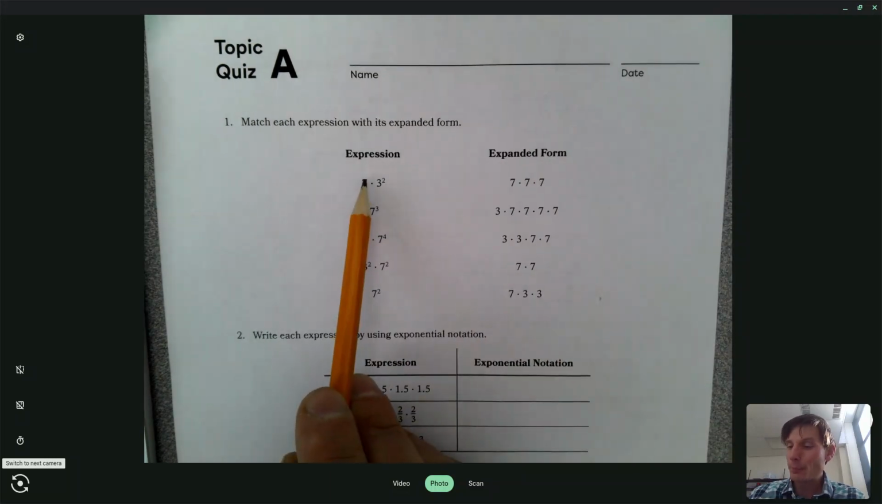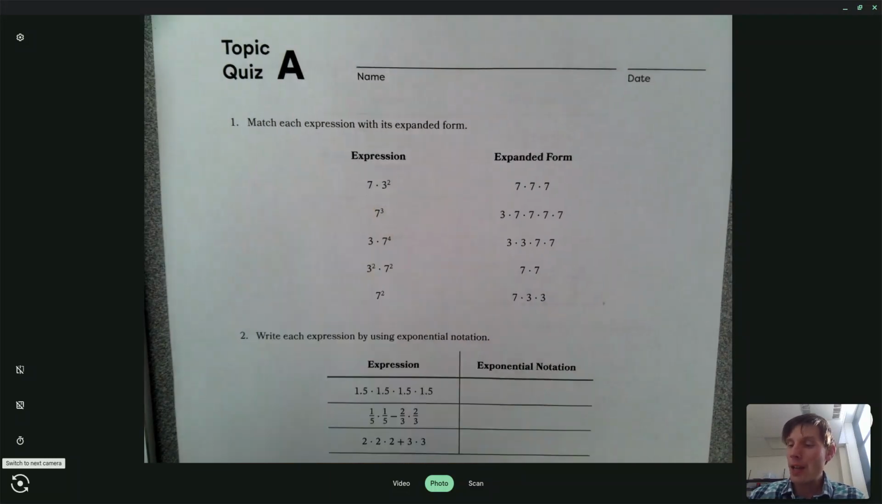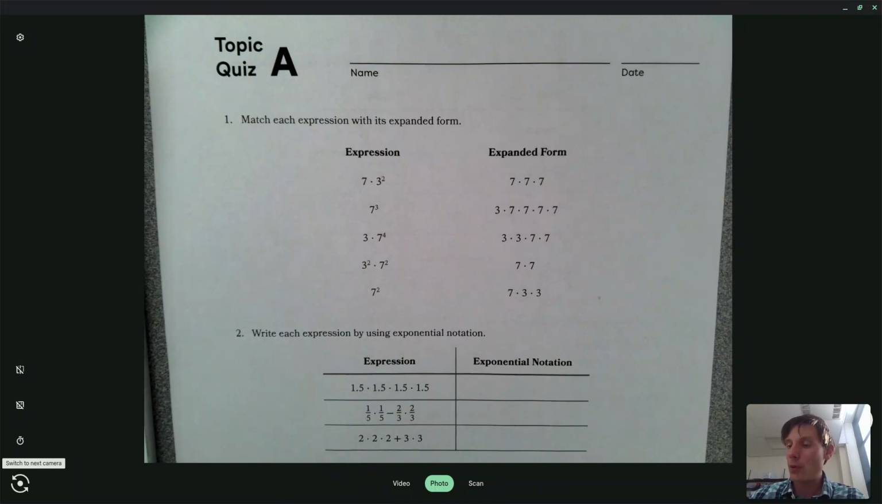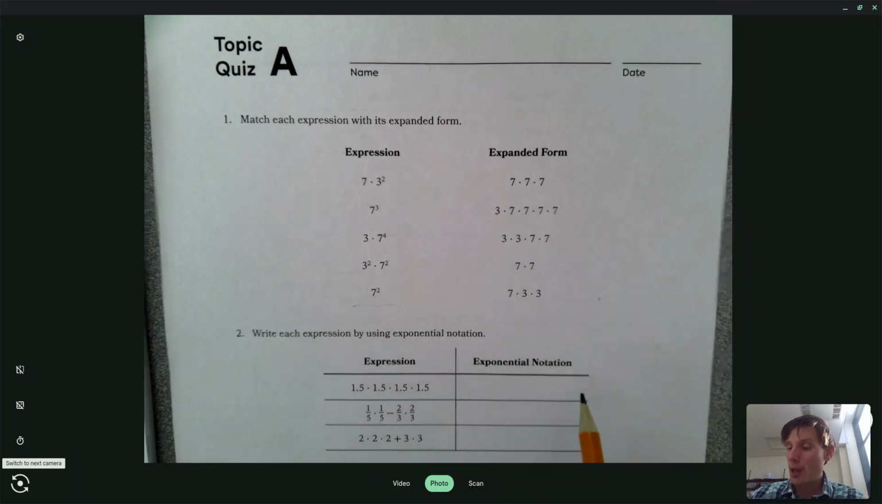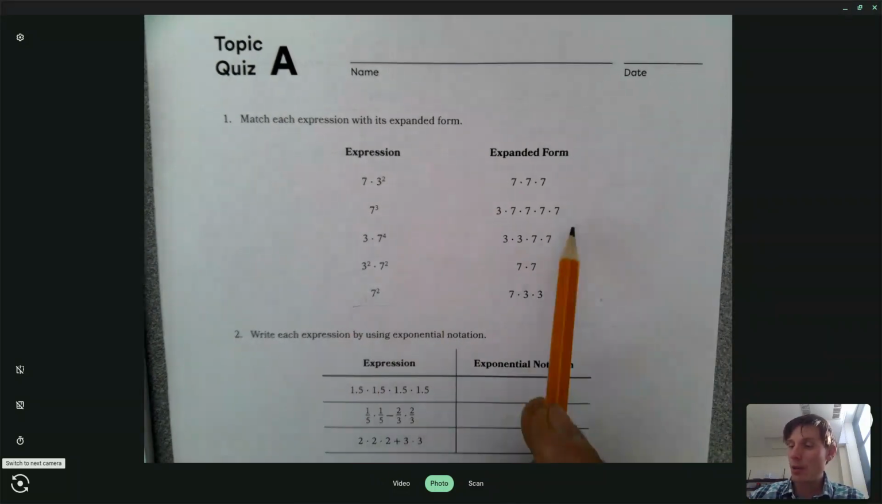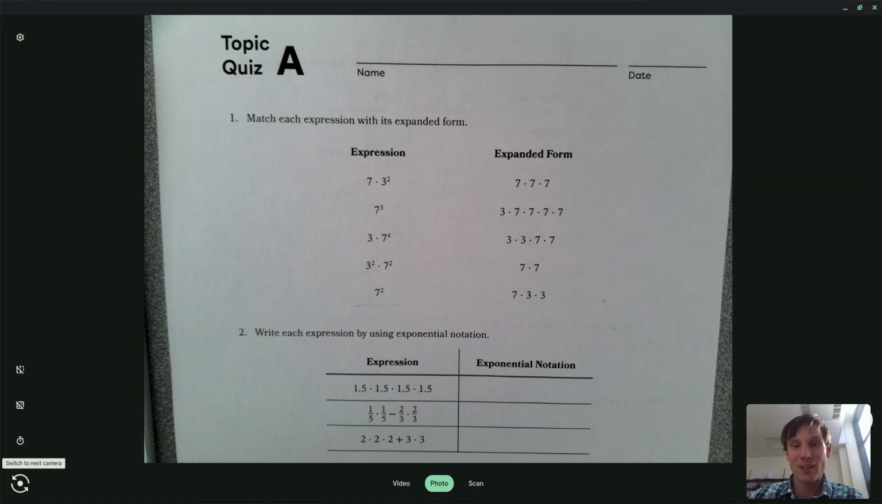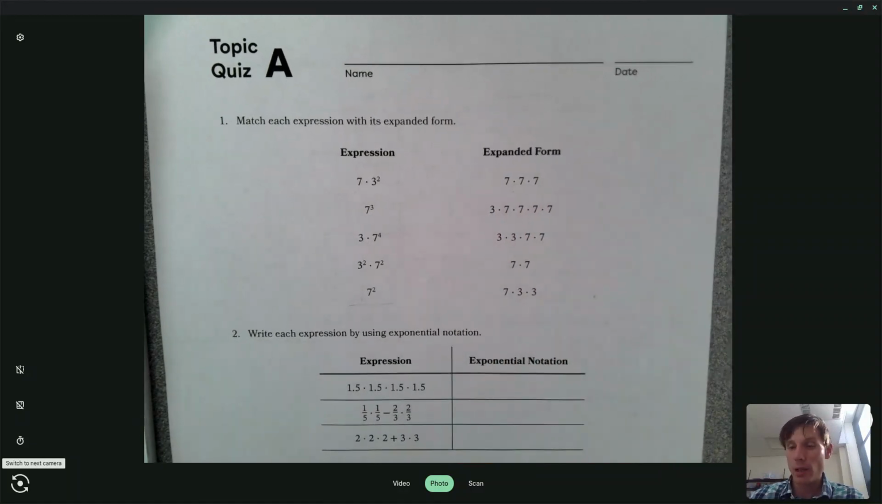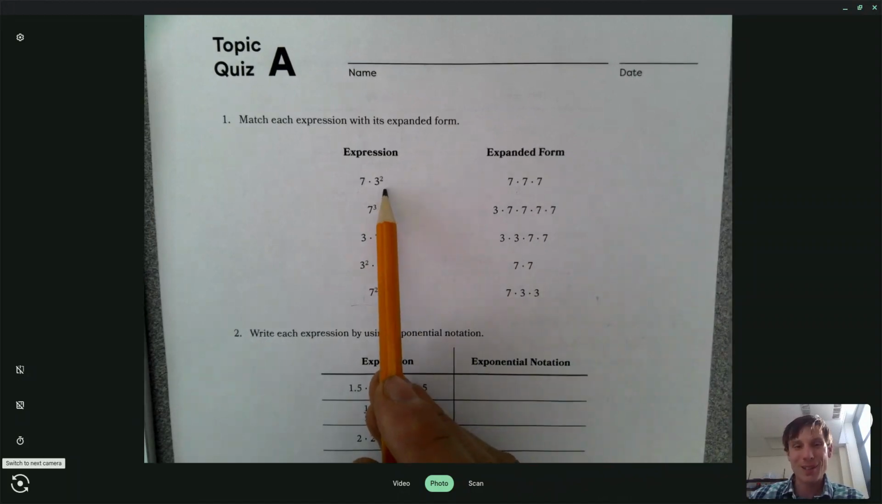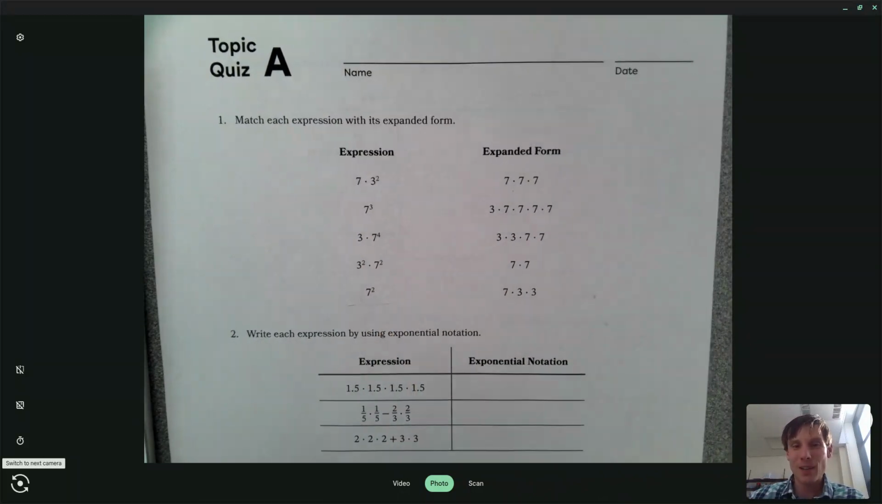All right. So we have, it says match each expression with the expanded form. So an expression is something like this. These are expressions with exponents, exponential notation. So we have them listed here. We're going to match them to the expanded form. So expanded form means all those numbers just multiplied out. All right. Obviously, we use exponents because this is much easier to write than the expanded form.